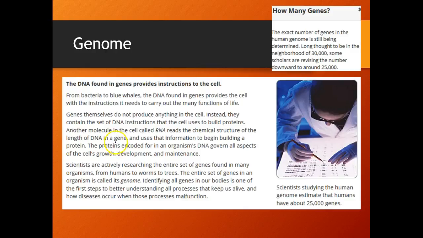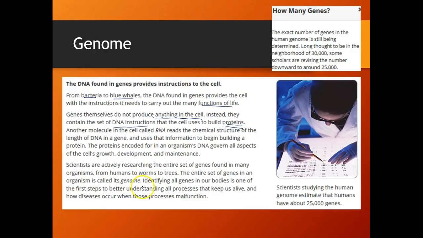Okay, so a genome is basically a collection of all the genes for an organism. So whether we're talking about bacteria or blue whales, all of them have DNA, all of them have genes that are necessary in order to carry out all the different functions of life. So DNA or genes themselves do not produce anything in the cell. They're just instructions, right? But those instructions are used in order to make proteins.